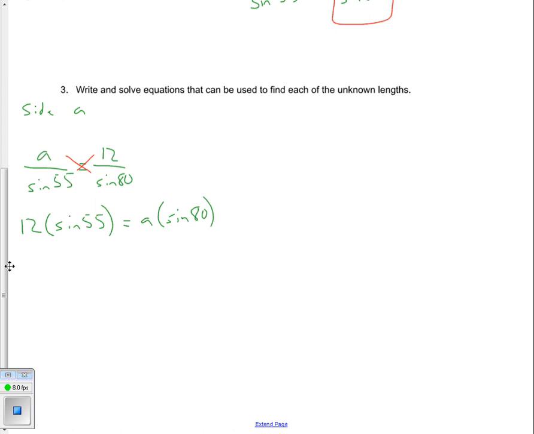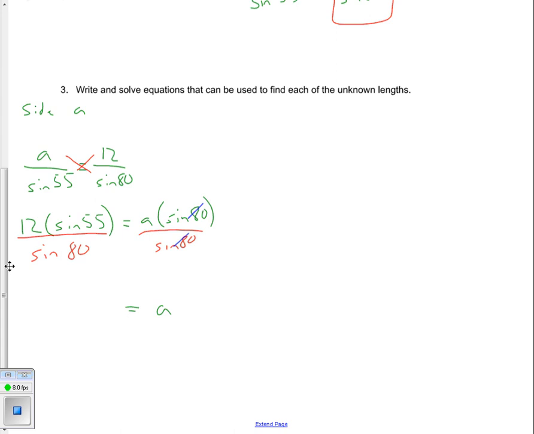So now I've got to get my A term all by itself. On the right-hand side of the equation, the A term is being multiplied by sine 80 degrees. The opposite operation of multiplying by sine 80 degrees is dividing by sine 80 degrees. So I'm going to divide both sides by sine 80 degrees, and I'm going to end up with A, because the sine 80 and sine 80 are going to cross out.